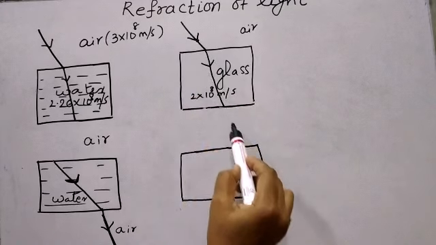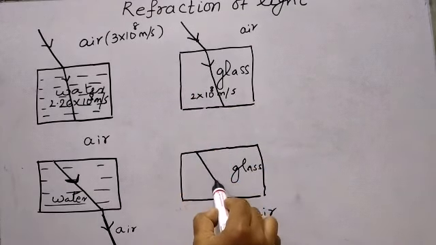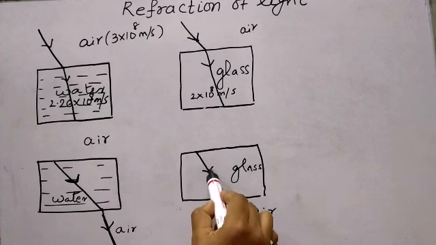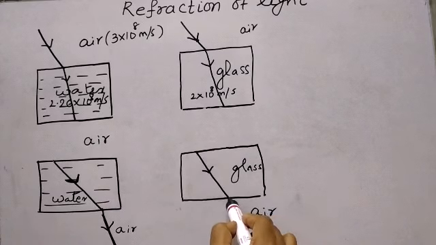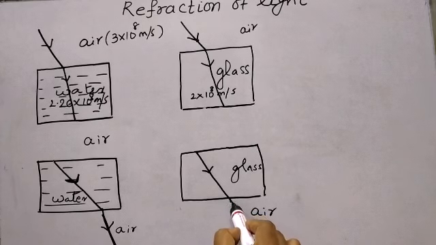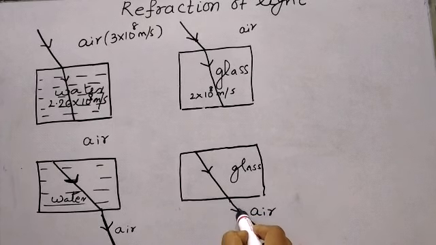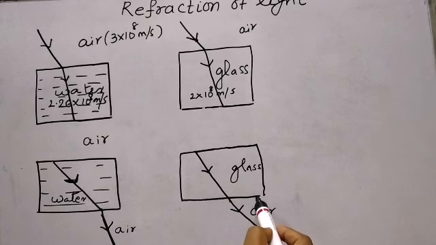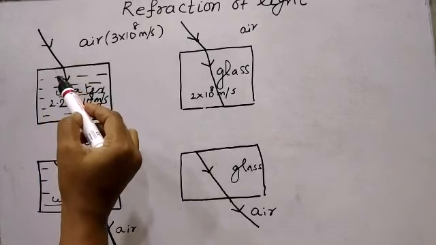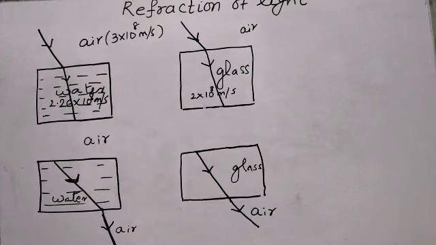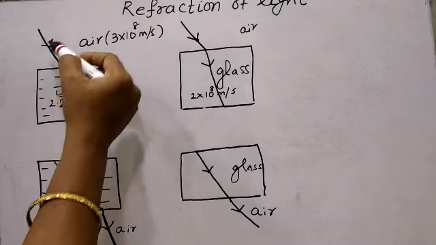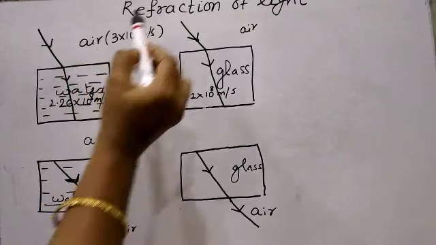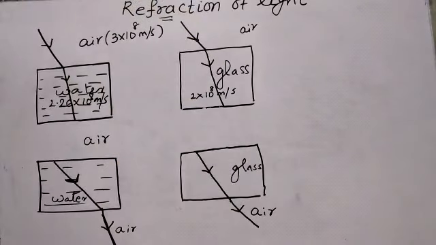Let's take the reverse scenario. The ray of light travels through glass. It hits the glass-air interface, and then the ray of light bends. So what happens when a ray of light travels obliquely from one transparent medium to another transparent medium? That's correct, the ray of light bends. And this change in the direction of ray of light when it travels from one transparent medium to another transparent medium is called the refraction of light.